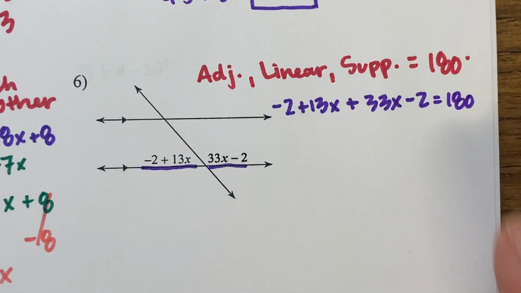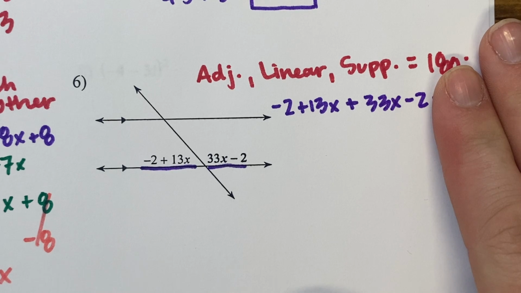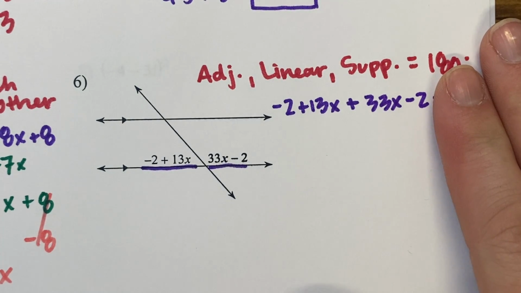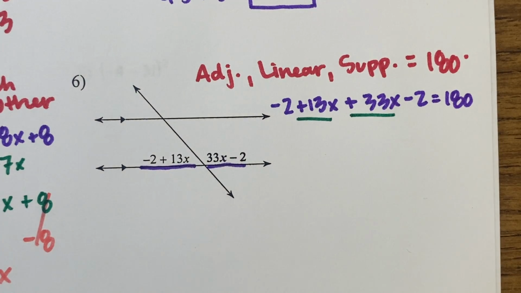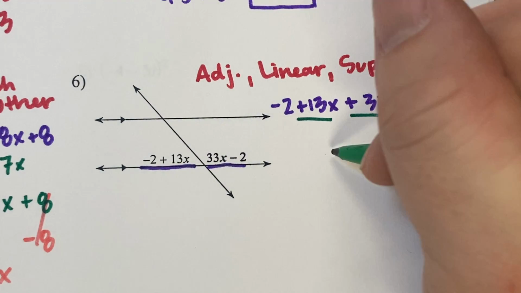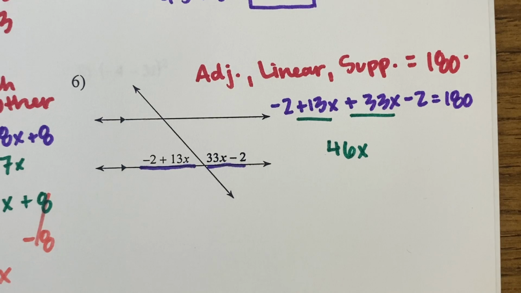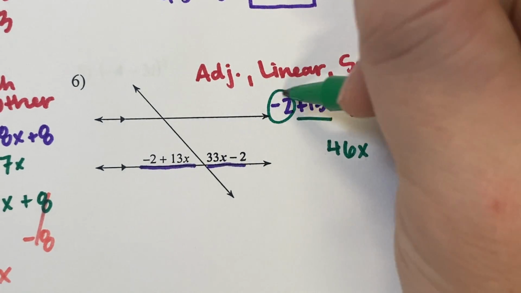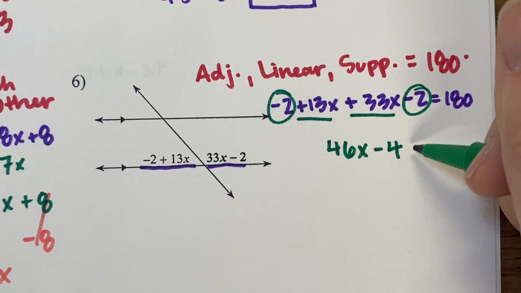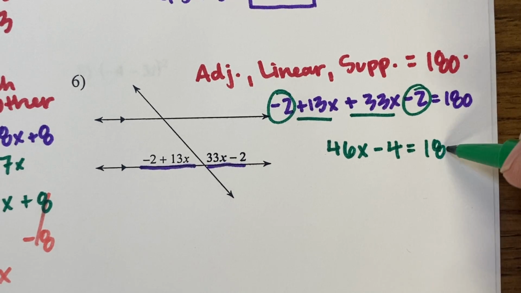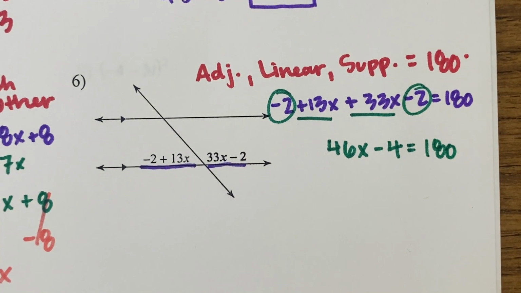Okay, well now on my side with my x's, I don't have to move any of the x's. They're all on one side, but I need to combine like terms. So now I have 13 plus 33, which is going to give me 46x. And then I have negative 2 minus 2 more, so negative 4, all still equals 180.